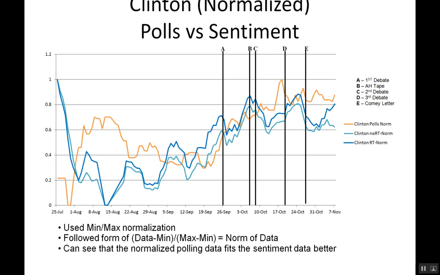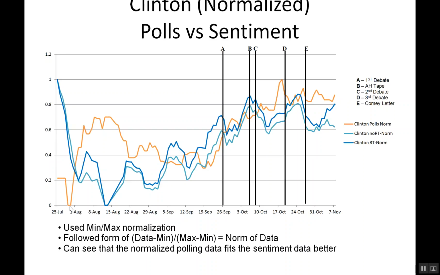Here, I normalized the data so I could see more of the trends in the polls. Just a reminder of what normalization is, I use min-max normalization. That's just comparing the current data you're analyzing to the minimum data as well as the maximum data. So we get to see it compared to itself across these dates.